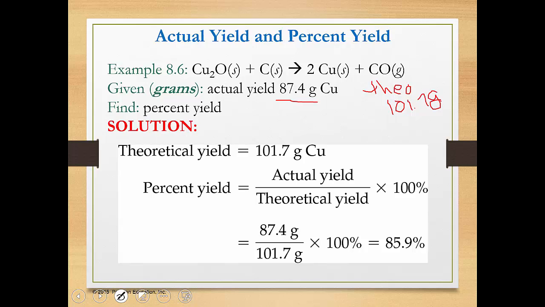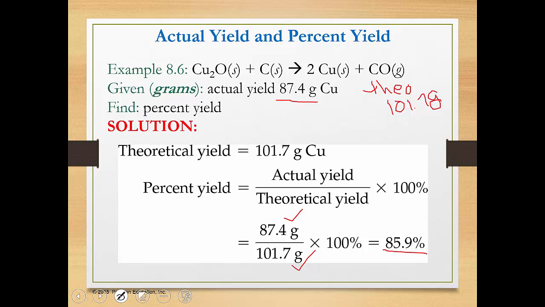Okay, so again, very easy to find the percent yield. I just divide the actual, the 87.4 grams, by the theoretical that we just calculated, the 101.7 grams, multiply by 100, and I find that the percent yield for this reaction was 85.9%. So hopefully this has given you a good overview of how to calculate limiting reactant and theoretical yield, and then if you're given an actual yield, calculating percent yield.